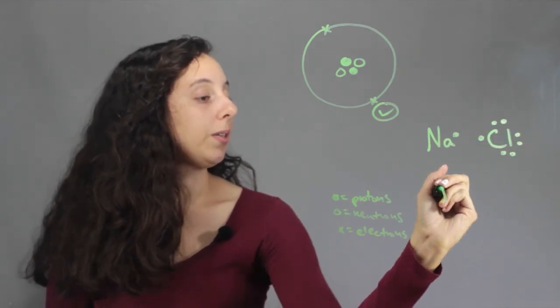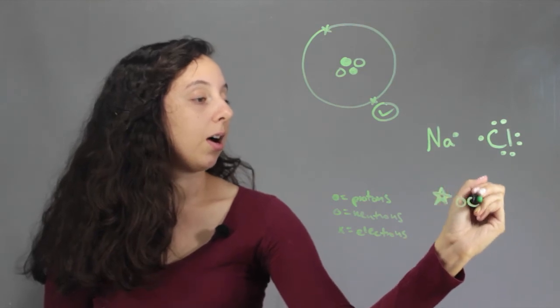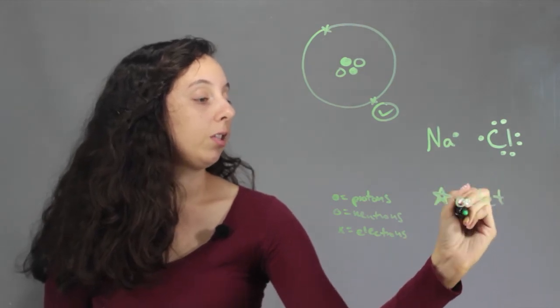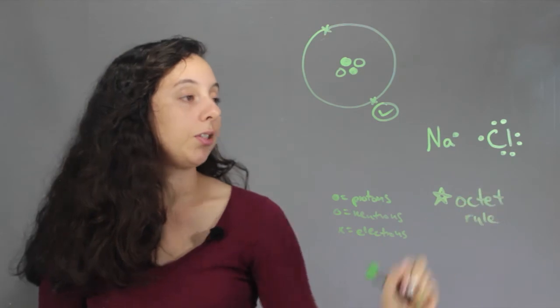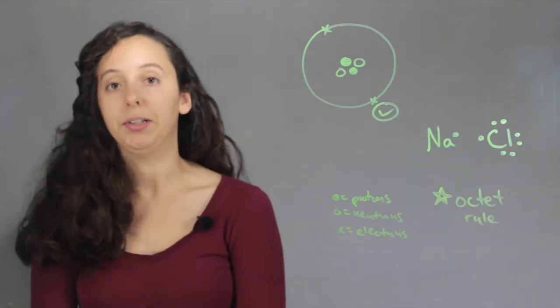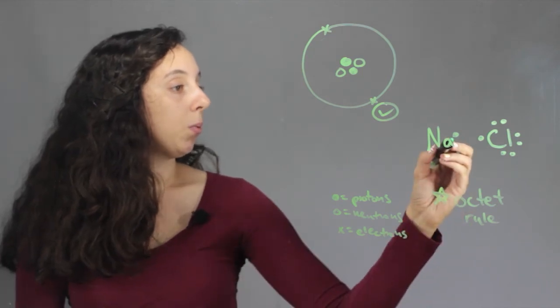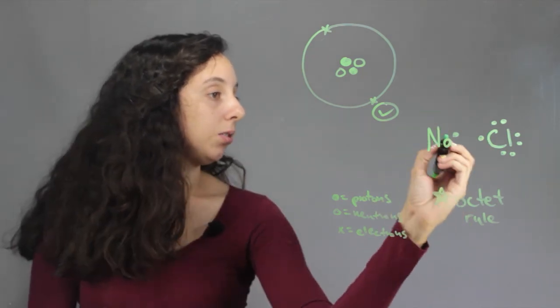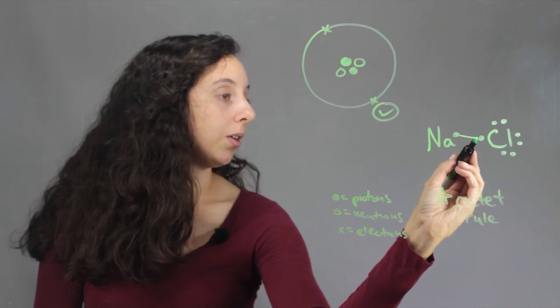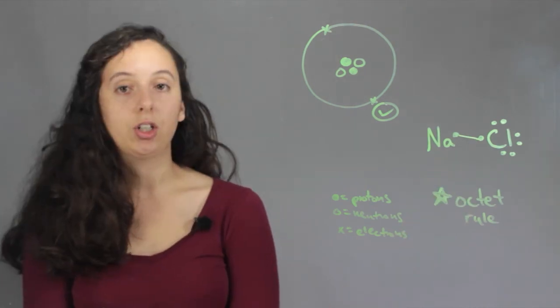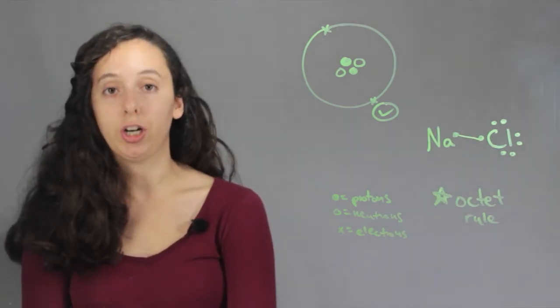And so for these basic examples, it's good to know the octet rule, which states that every atom prefers to have a total of 8 valence electrons for a complete shell. So this has 1, this has 7. These 2 electrons are going to form a bond, and now each has 8 because these share.